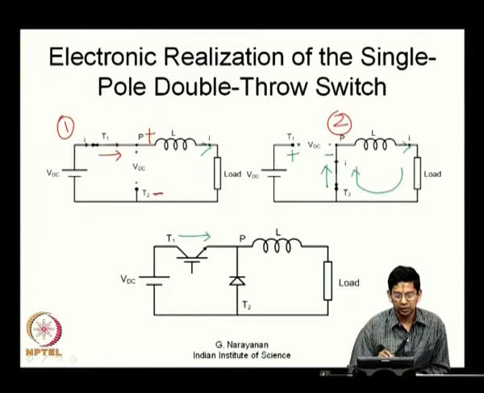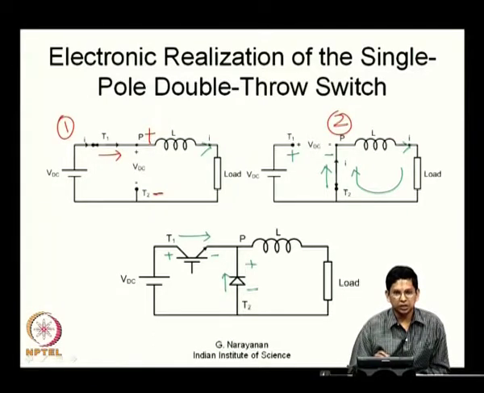In state 1, the transistor conducts in this direction, and similarly a diode fits the bill for the other one. So, in the so called state 1, the transistor conducts in this direction and the diode blocks with this polarity, and in the so called state 2, you have the transistor blocking like this and the diode conducting like this. So, you have a transistor that is connected between P and T1, and you have a diode that is connected between P and T2.